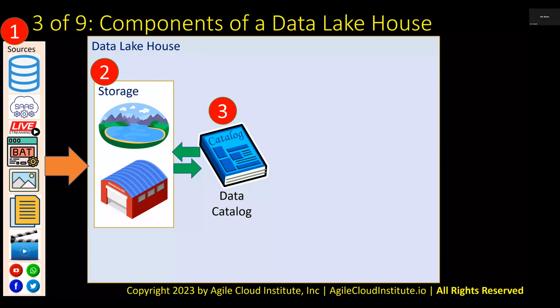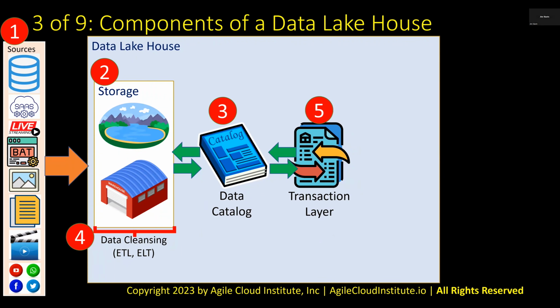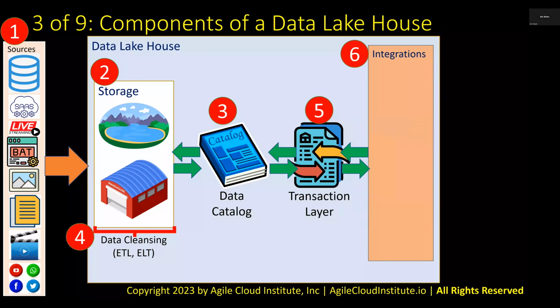Number 4 on the slide marks the data cleansing that gets done in the lakehouse. Many of your data pipelines are summarized here. This includes extract, transform, load pipelines. This also includes extract, load, transform pipelines. The transaction layer is marked by number 5 on the slide. The transaction layer is what connects the data catalog with the various applications that end users will employ to connect with the data that is summarized in the data catalog. Integrations between the lakehouse and other tools employed by end users are summarized by number 6 on the slide.